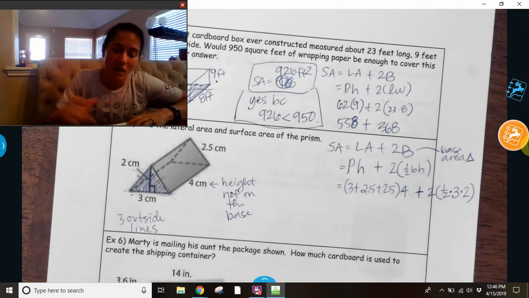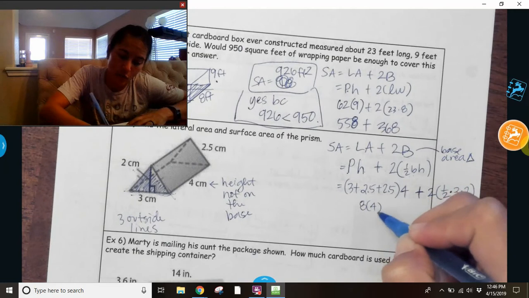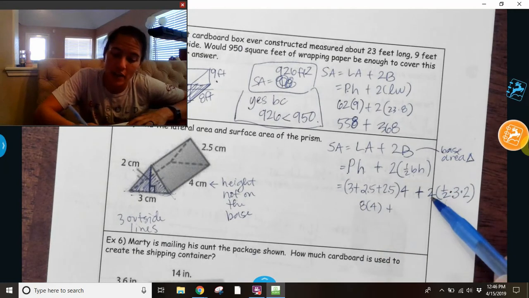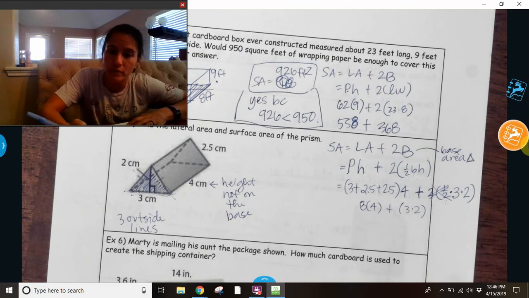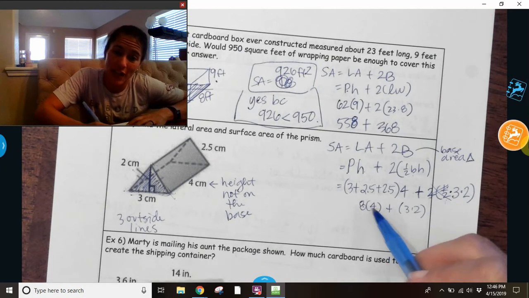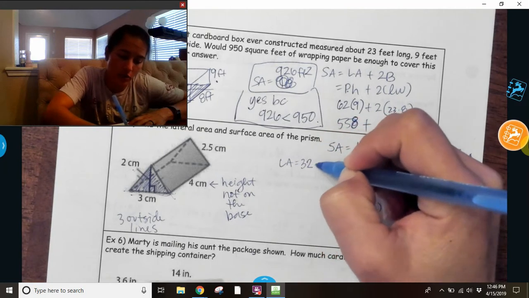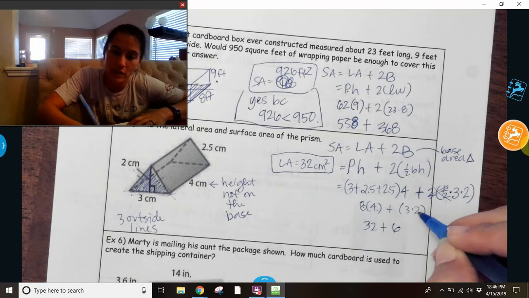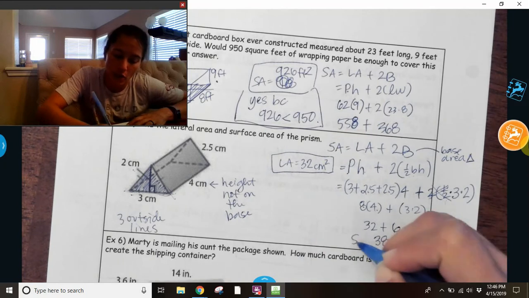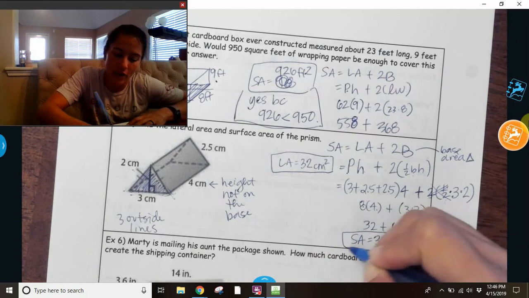Okay, so now 2.5 plus 2.5 is 5 plus 3. So this is 8 times 4 plus the 2 and the 1/2 are going to cancel. So then I'm just left with 3 times 2. The lateral area, 8 times 4 is 32. So the lateral area is 32 centimeters squared. 3 times 2 is 6. And then the total surface is 38 centimeters squared.